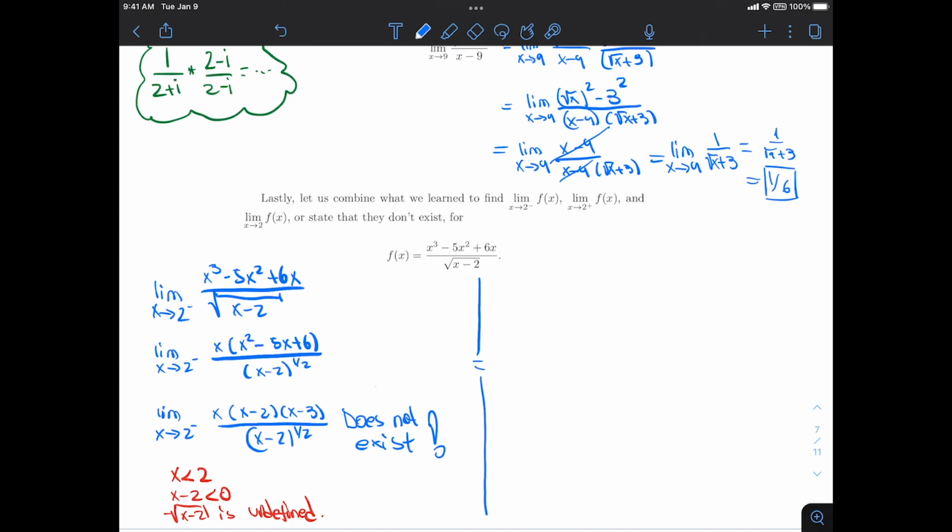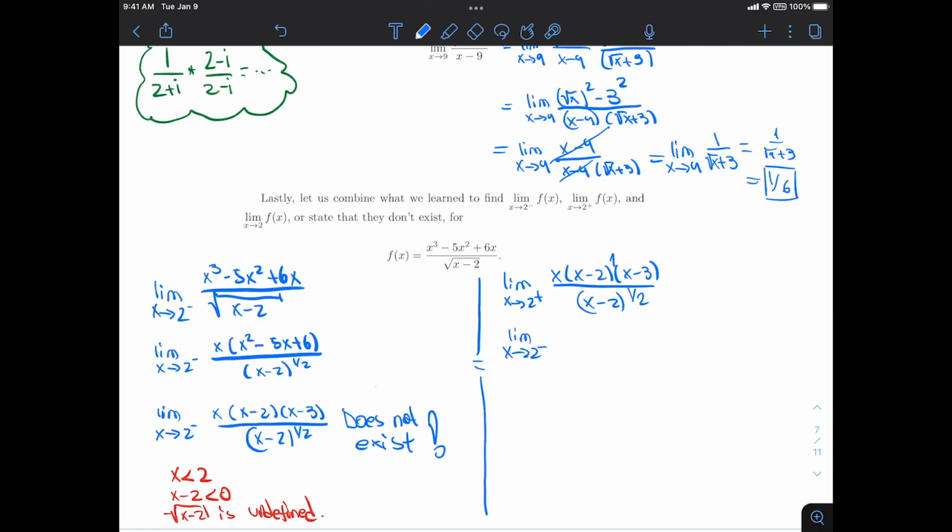Now the limit from the right, then I'll save some of the work I did on the other end. I do the exact same calculations to end up with the limit of x times x minus 2, x minus 3, over x minus 2 to the 1/2. Now this is well defined because x is bigger than 2, which means x minus 2 is bigger than 0, and therefore the square root of it is well defined. And now I can cancel these two, not cancel, but divide them, right?